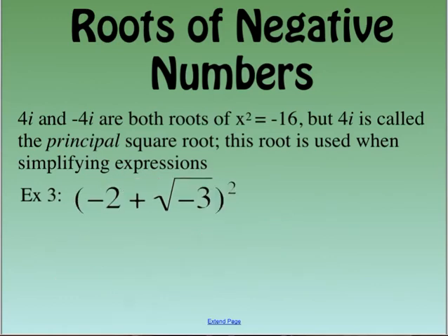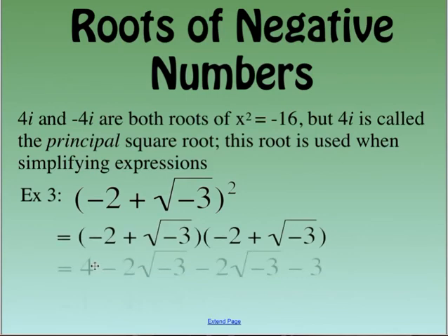The last example I have is -2 plus the square root of -3, squared. Now remember, squaring a binomial, you can't just apply the square to both parts. This means to multiply it by itself. So I'm going to write this out all together. Do the box or the FOIL method, whichever you prefer.